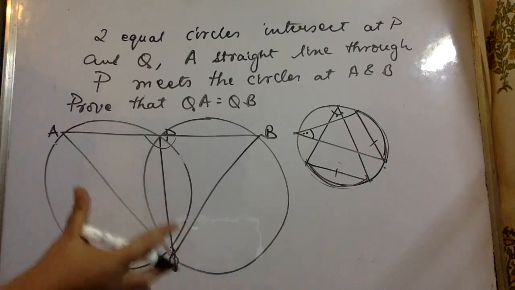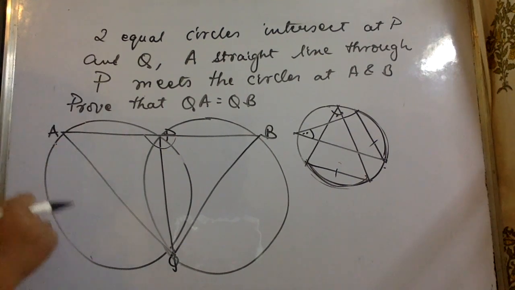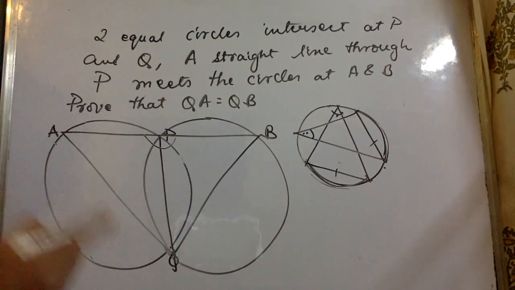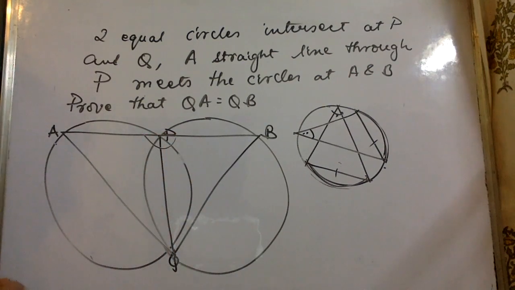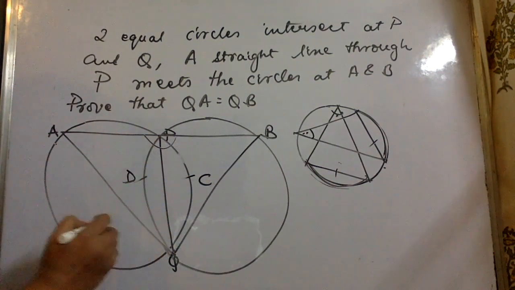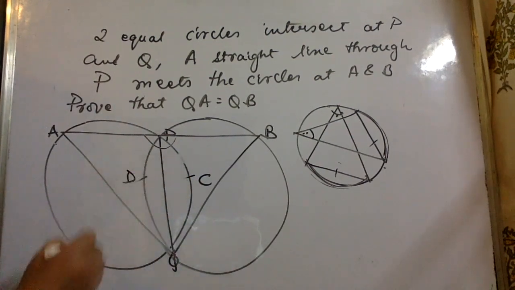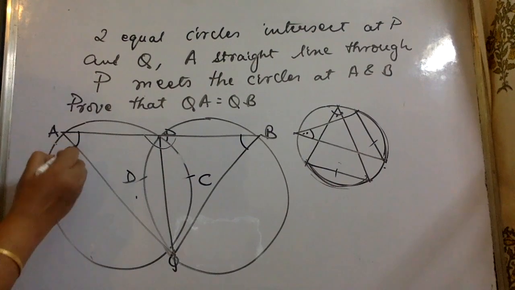They are the same circle. Why are they the same circle? Because they are equal circles. And in equal circles, see, this is a common chord. PQ is a common chord, which means the arcs are equal because the circle size is the same. If the chord size is the same, the arc size is the same. And the arcs, let me name them D and C, so PDQ, PCQ, these two arcs are equal.